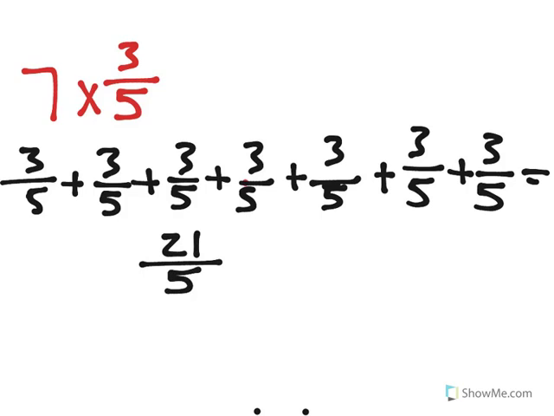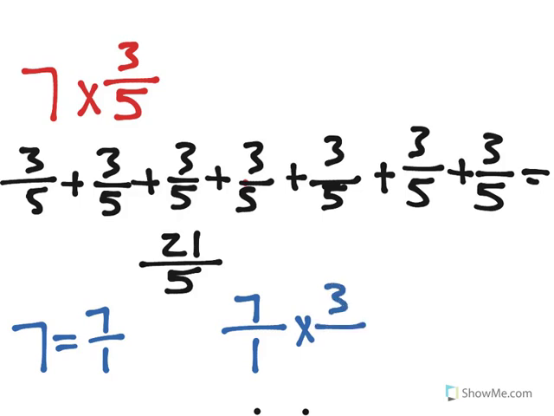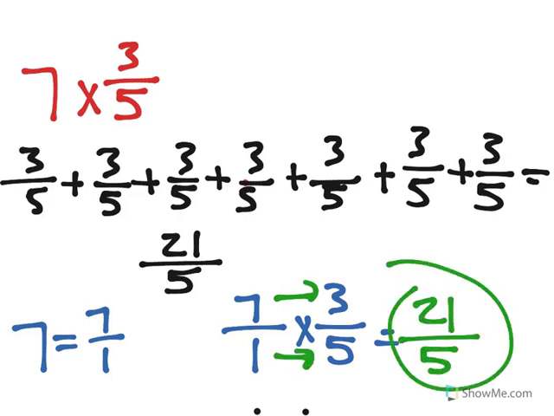Okay, or you can think about it as multiplication. 7 is equivalent to 7 over 1, so we can do 7 times 3/5, multiply across. 7 times 3 is 21. 1 times 5 is 5. We get 21/5.